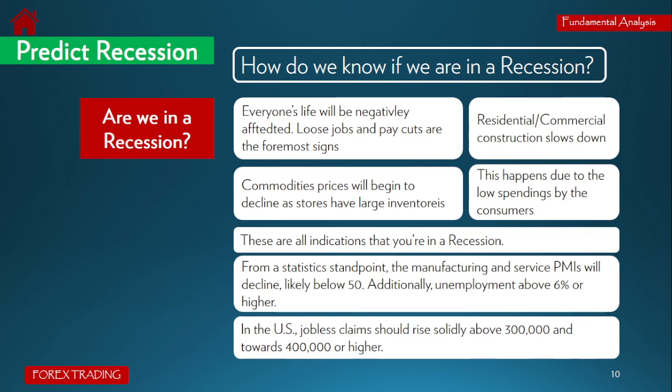And from a statistics point of view, the manufacturing and services PMIs will decline, likely below 50, and additionally unemployment will be above 6% or higher. These are all US-related data that tell us that we are in a recession. And when the US is in a recession, the whole world is in a recession. And in the US, jobless claims rise solidly above 300,000 and towards 400,000 or higher. So these are some of the indications or signs that we are in a recession.